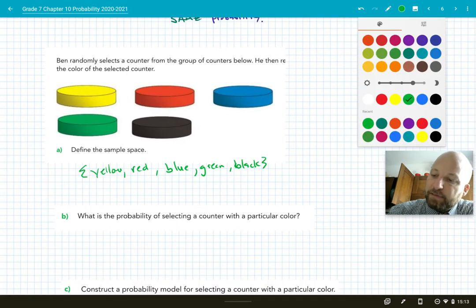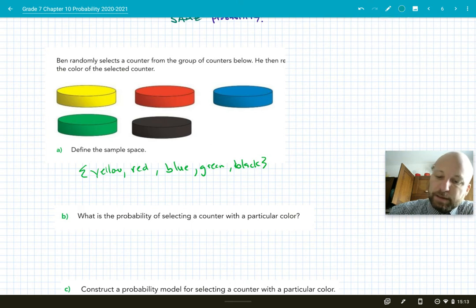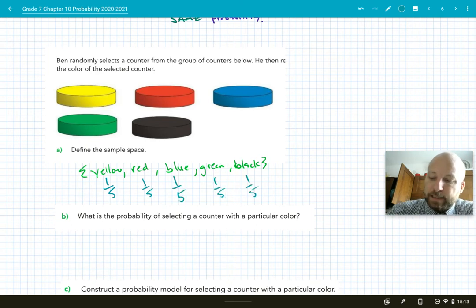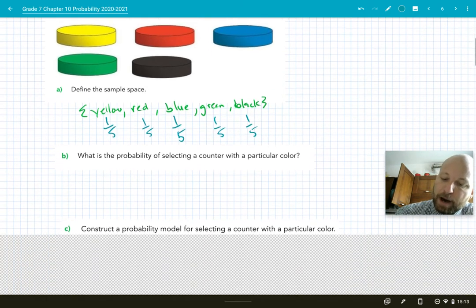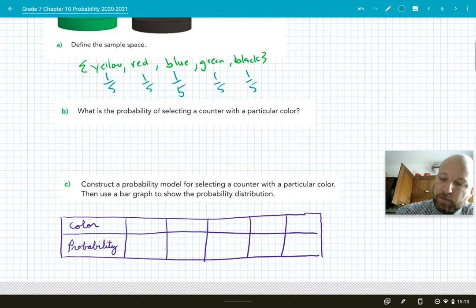What is the probability of selecting a counter with a particular color? Well, since there are 5 of them, they're all equally probable. So each would be 1/5. They're all 1/5. It all has to add up to 1. With that, we can now make a proper model for the particular color.